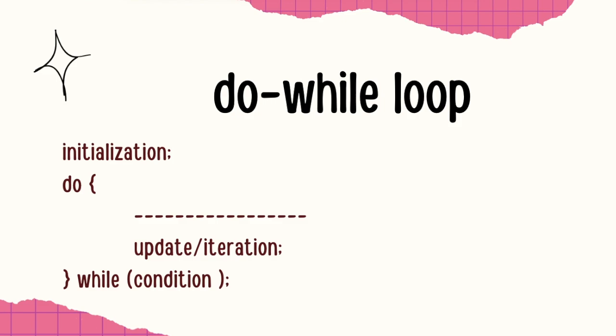The do while loop. This loop is similar to while, but it always executes at least once because the condition is checked after the loop. Here we first initialize, then we ask the program to do certain work, and inside the curly braces we update or iterate, and after all this we check the condition with while.